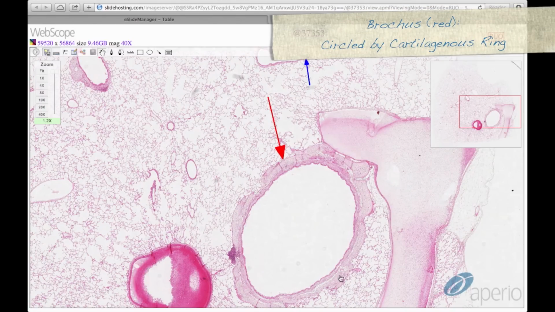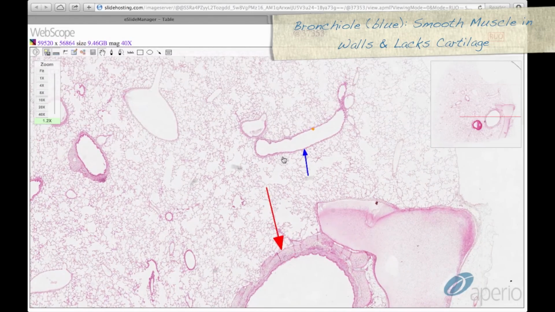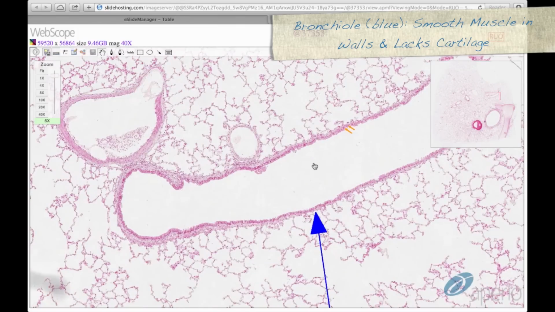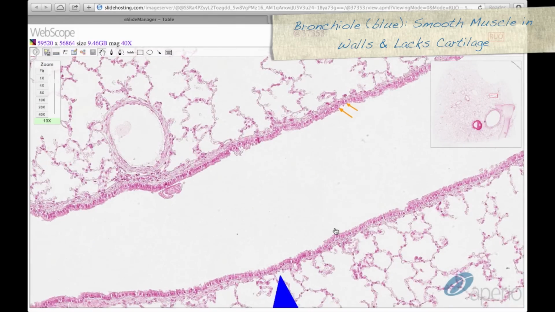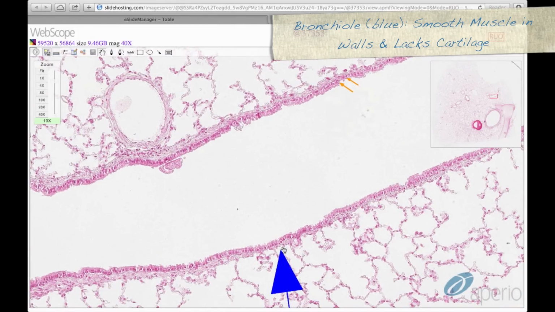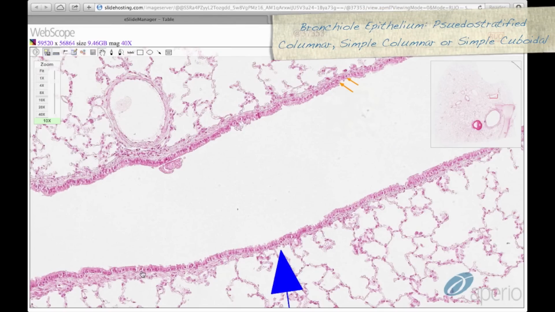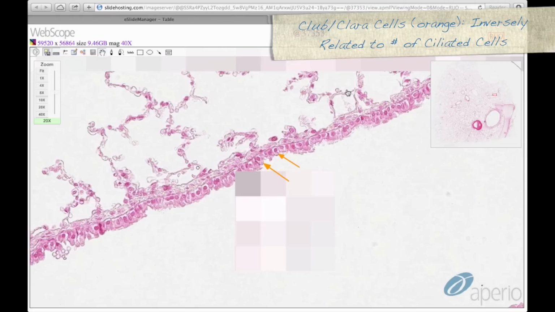Take note that it is completely encircled by a cartilaginous ring. A bronchiole in longitudinal section is indicated by the blue arrow. Bronchioles are characterized by smooth muscle in their walls and a complete lack of any cartilage. The epithelium of the bronchioles can range from pseudostratified columnar to simple columnar to simple cuboidal. You will also see some club cells among the epithelium, as indicated by the orange arrows. As the number of ciliated cells decrease, the number of Clara cells increase.